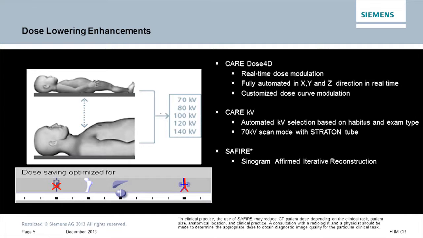We're going to use Care KV, which based on the scout and the actual goals of our examination is going to make a choice as to what the appropriate kV is, running from as high as 140 to as low as 70 kV, with 70 kV and the 80 kV values being more suited to iodine-based exams, whereas the higher values may be more suited to other types of exams. And of course, SAFIRE, Sinogram Affirmed Iterative Reconstruction, a very powerful tool for getting gold standard images at lower doses.